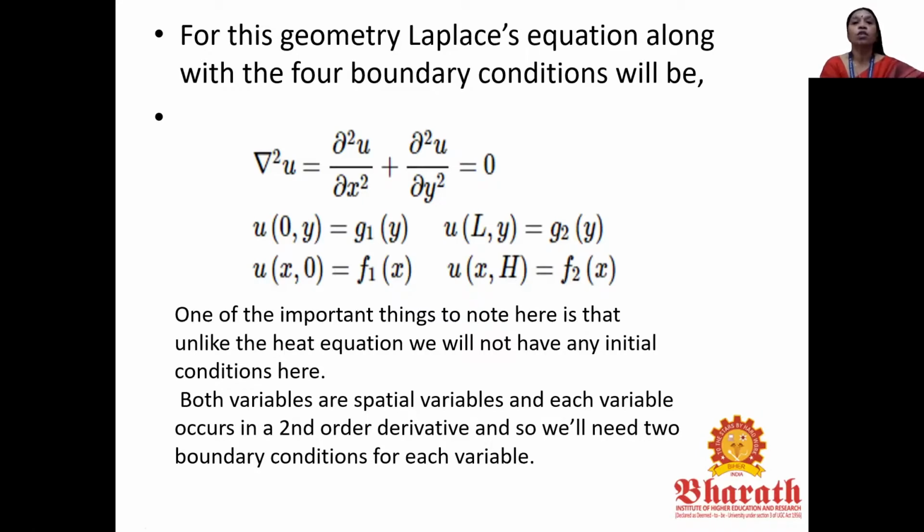That is, u of 0 comma y is equal to g1 of y, u of l comma y is equal to g2 of y, u of x comma 0 is equal to f1 of x, and u of x comma h is equal to f2 of x. One important thing to note here is that unlike the heat equation, we will not have any initial conditions. Both variables are spatial variables and each variable occurs in a second order derivative, so we will need 2 boundary conditions for each variable.